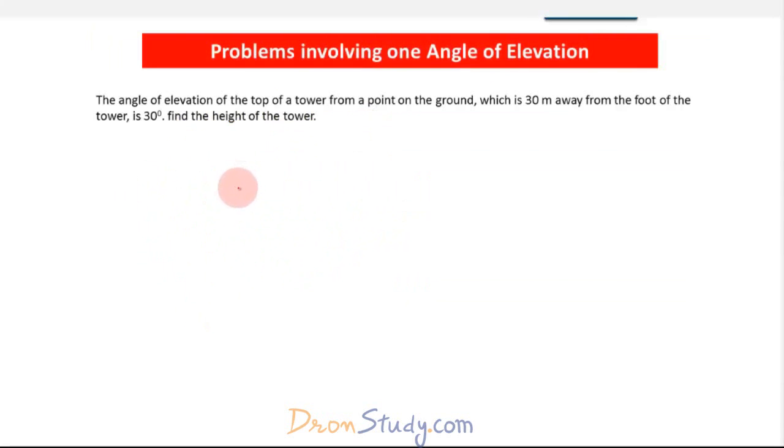Students, now let us start with the first type of questions, that is problems involving one angle of elevation.